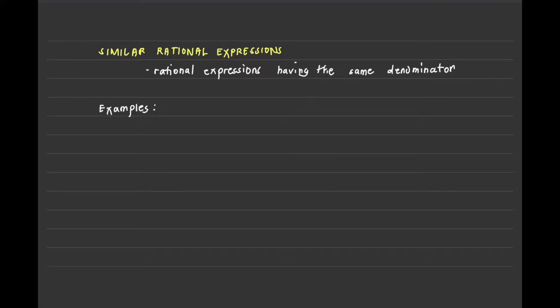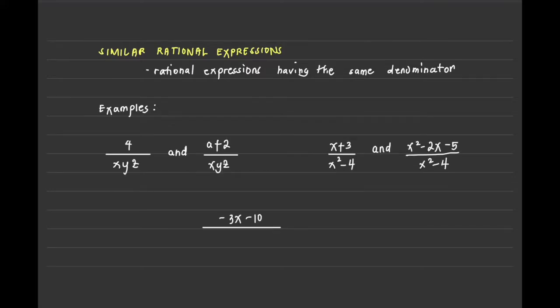Some examples of similar rational expressions are the following. Again, they are called similar rational expressions since each pair has the same denominator. Now let's try performing operations on similar rational expressions.